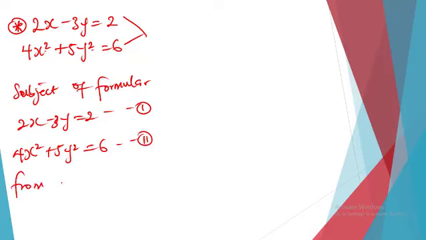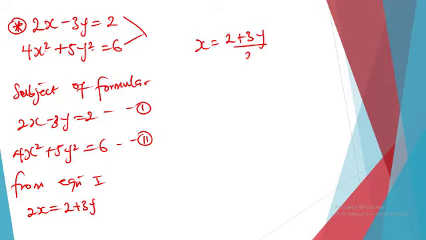So from equation 1, 2x is equal to 2 plus 3y, right? Therefore x is equal to 2 plus 3y all over 2. That is making x the subject of formula. We call this equation 3. Since we've gotten the value of x, we then substitute this value of x in equation 2.